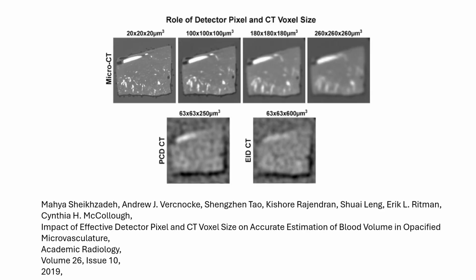Here's an example from a group that studied detector pixel and voxel size in looking at microvascular structure. The top row is a micro CT, where the X-ray source is close to the target, and here you're seeing things on the scale from 20 microns to several hundred microns. But when you go to smaller sizes, you're going to need to integrate longer to see some modulation on the signal. So you'll get a sharper image, but you'll have exposed the sample to considerably more energy.